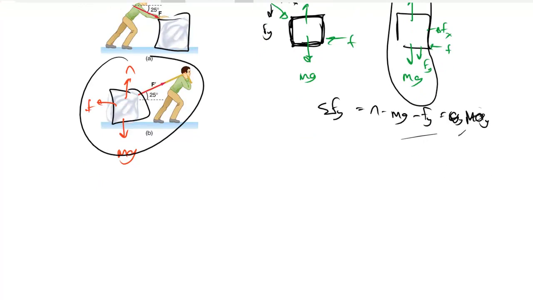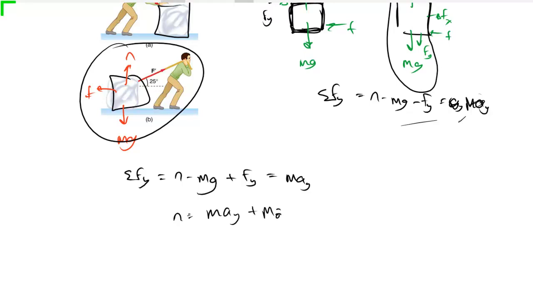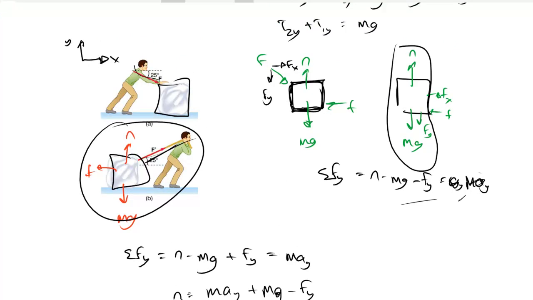In this case over here, by pulling up, it's going to reduce the normal force. If we say the sum of forces in the y direction, this would be normal force minus the weight plus Fy equals mass times acceleration in the y direction. So you see here the normal force would be reduced. This would be our mass times acceleration in the y direction plus mg minus Fy. So by pulling up, we're reducing the normal force, and by pushing down, we're increasing the normal force.